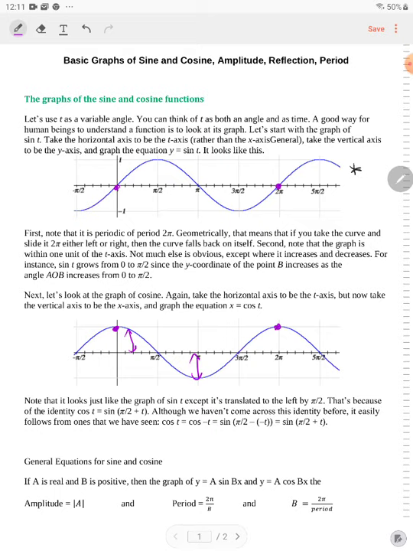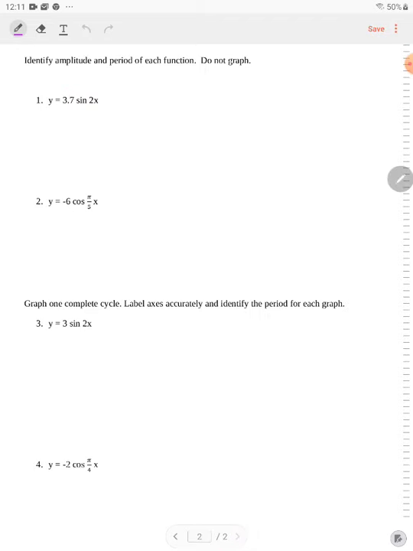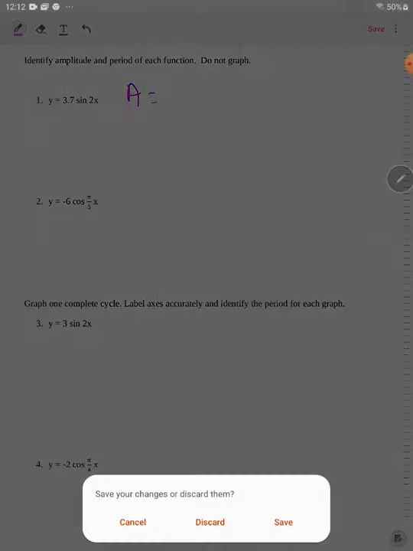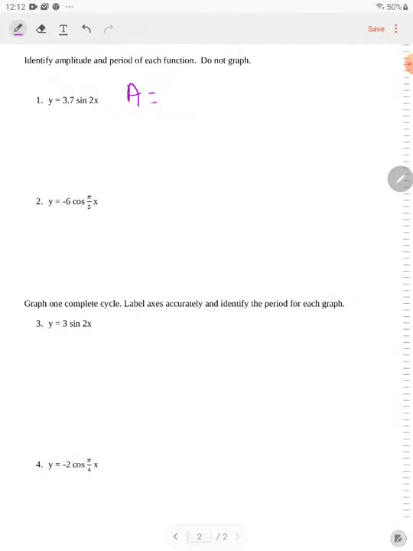Okay, the period is 2 pi over b. Notice b is a multiplier by the letter x. And then b is 2 pi over the period. So let's look at how to graph some of this. First of all, we want to identify the amplitude and the period, not graph. So on number 1, the amplitude is actually the absolute value of 3.7. So if these numbers are positive, that first number there will be the amplitude. So your amplitude is 3.7.